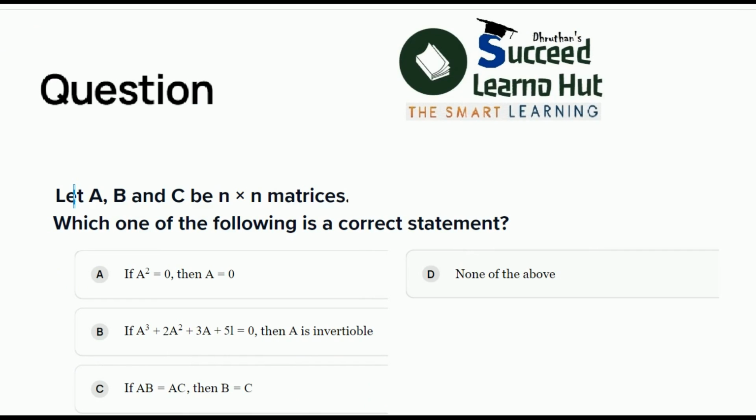Here we have another question. Let A, B and C be n into n matrices. Which one of the following is a correct statement? We need to identify the correct statements in the below options. Look at these questions two or three times because it's a very good question. Let's look at the solution, how it comes.